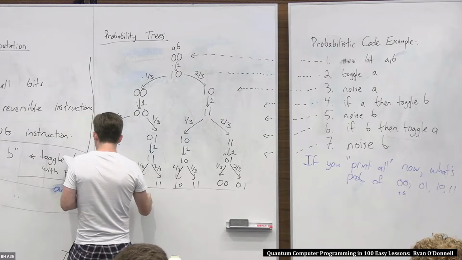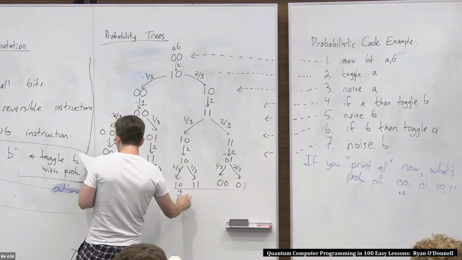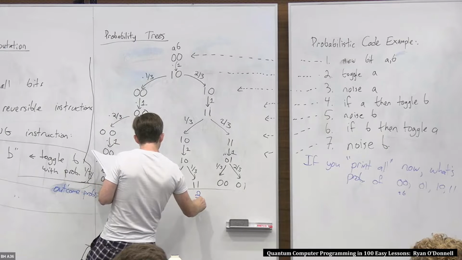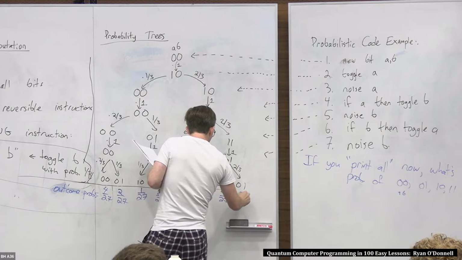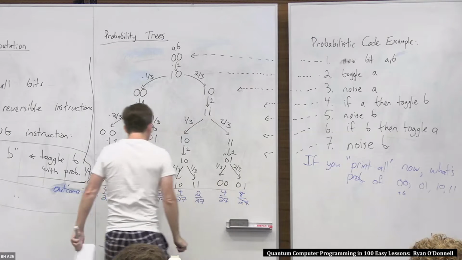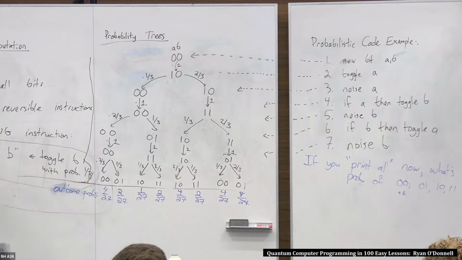I got 1/27, 2/27, 4/27, 2/27, 4/27, 8/27. Actually, there's a nice check I should be able to do here to make sure I didn't make any errors. What check could I run on these numbers? Just make sure they add. Yeah, they ought to add to 1. 4 plus 2 plus 1 plus 2 plus 4 plus 2 plus 4 plus 8 is 27. So yeah, it checked out. Good.